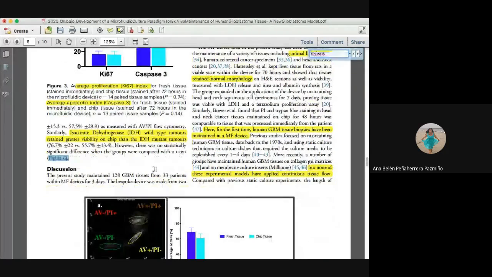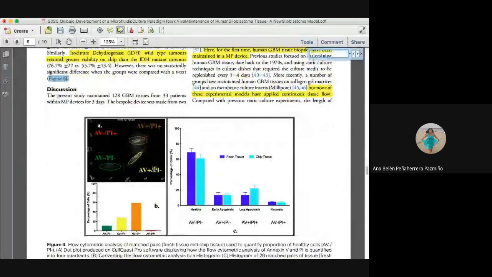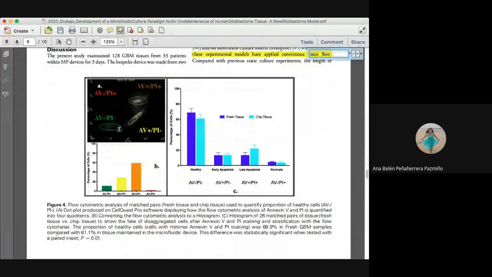Then here are the cytometry results from these markers. As I told you, Annexin V is a protein that will label which cells have undergone apoptosis, and PI labels the cells that have undergone necrosis. Here we see the distribution of the cells, and in section C, you see the percentage of cells that have undergone this scenario.